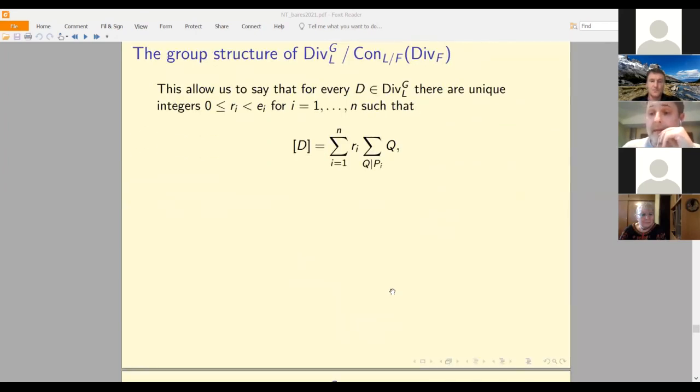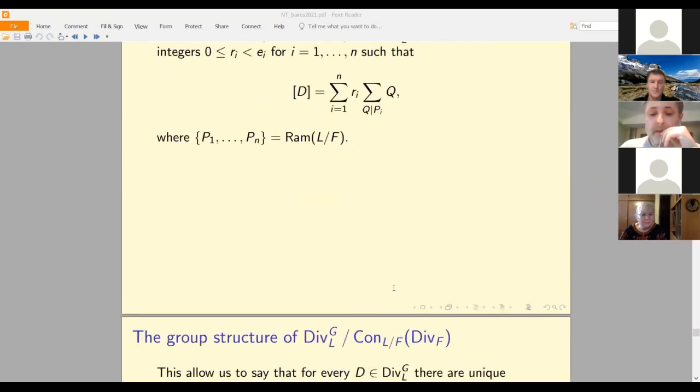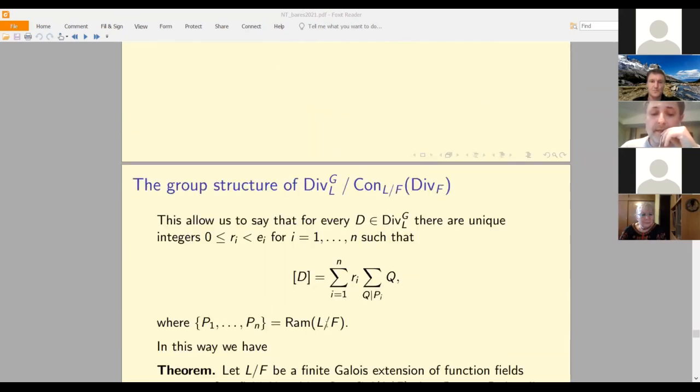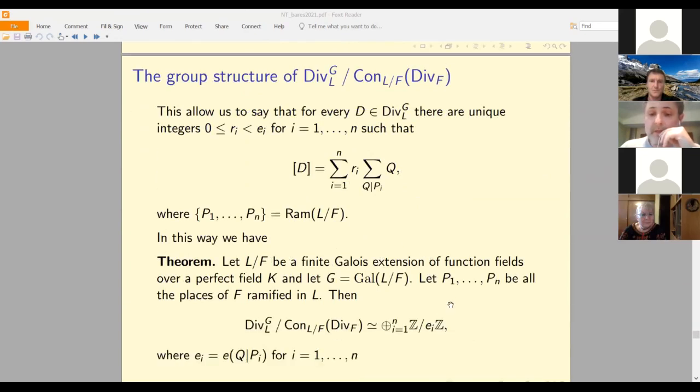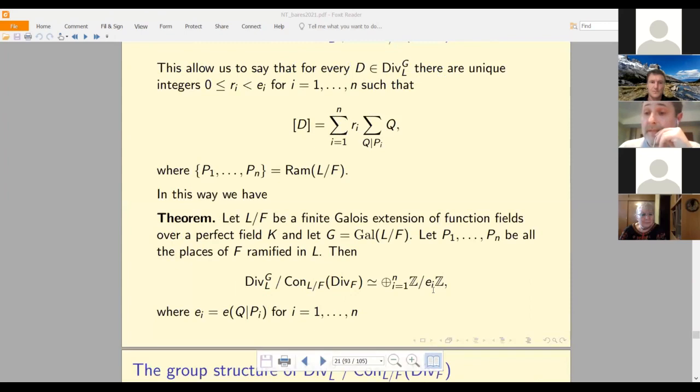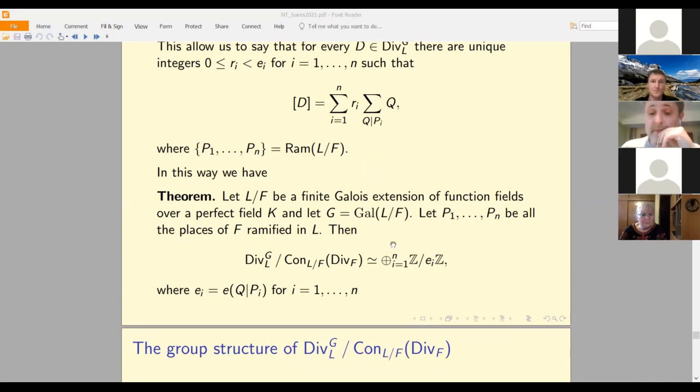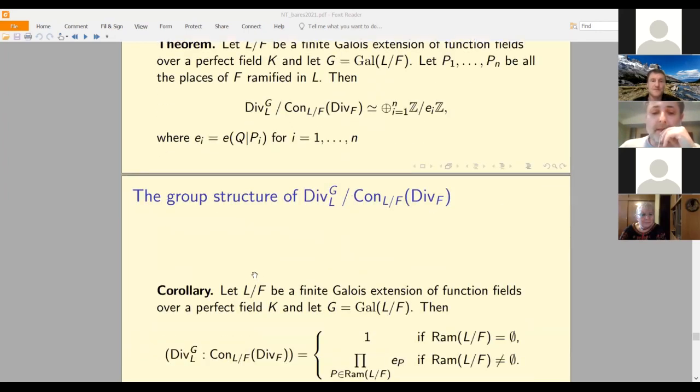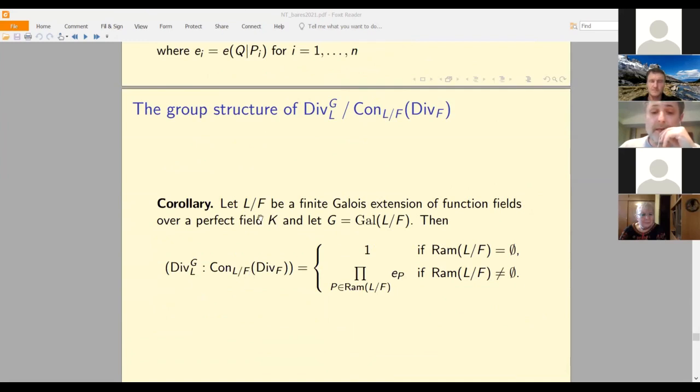This allows you to define a map, which is well defined, from this group to this other group, and then you have proved that this is an isomorphism. So you have this description of the quotient group as a direct sum of cyclic groups, where the ramification indices of all the places which ramify from F to L appear. And this gives you the index when you have a finite Galois extension over any perfect field, where G is the Galois group of L over F.